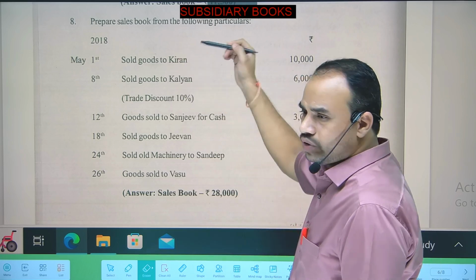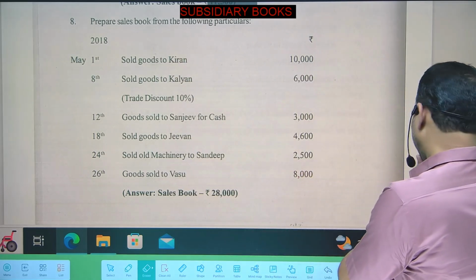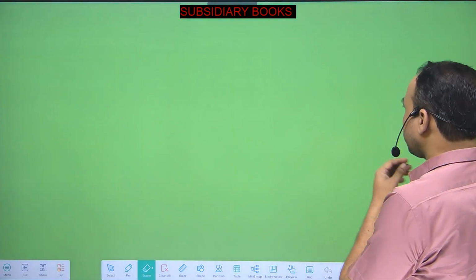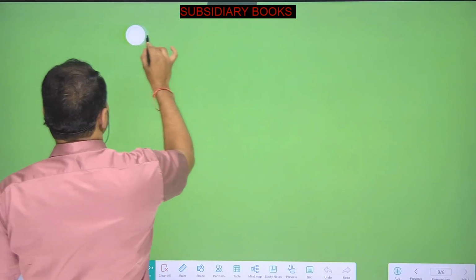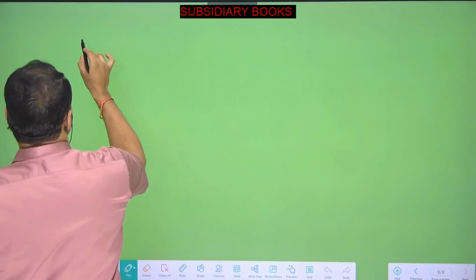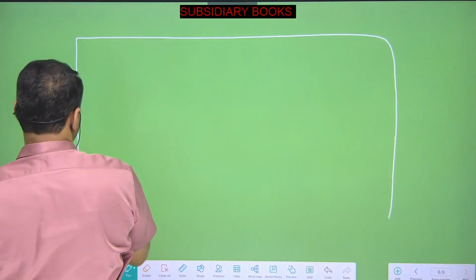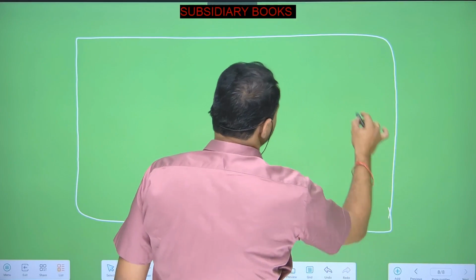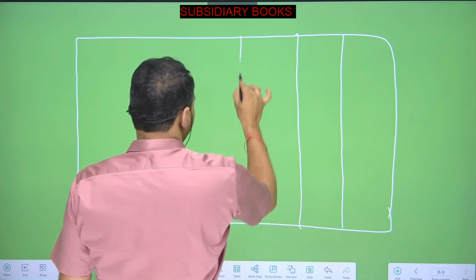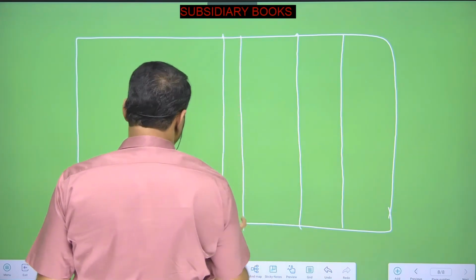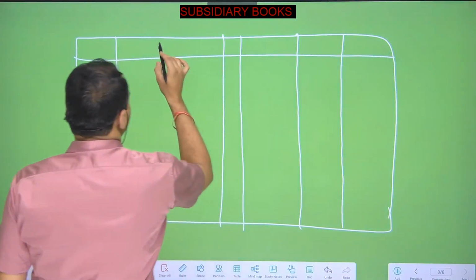Prepare the sales book. So we have to draw the sales book proforma. I will draw the sales book format here, just stay in line. So this is for amount, this is for details, this is for outward invoice number, this is for LF, and this is for date. Okay, now write all the details.